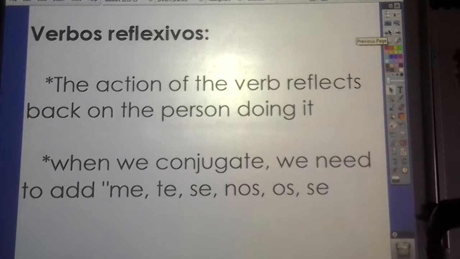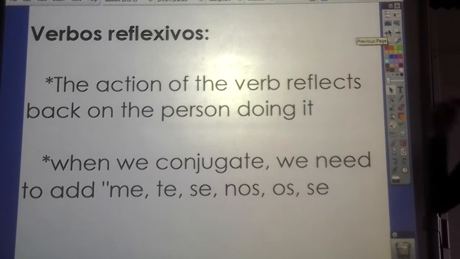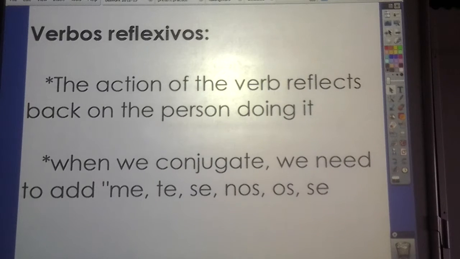Before we get started, I just wanted to remind you a couple things about reflexive verbs. Remember, a reflexive verb is a verb where the action reflects back on the person who is doing it. So for example, yesterday we talked about if I was combing my hair, that would be reflexive. However, if I was combing my friend's hair, that would not be reflexive. Okay? So make sure you understand the difference between a reflexive and a non-reflexive verb. And then also remember, when we conjugate the reflexive verb, we'll need to have me, te, se, nos, os, se before the verb. Okay?